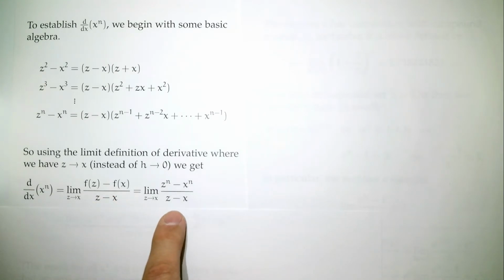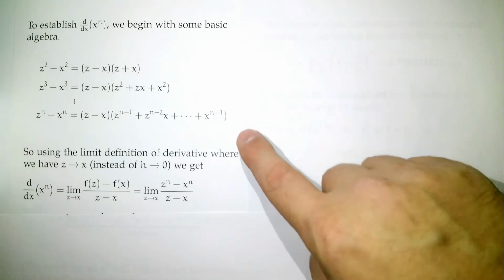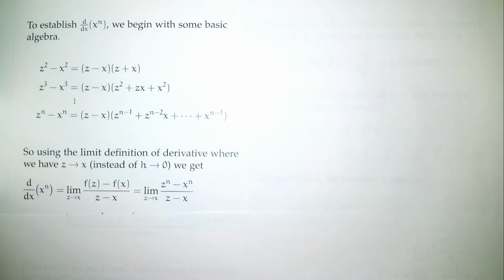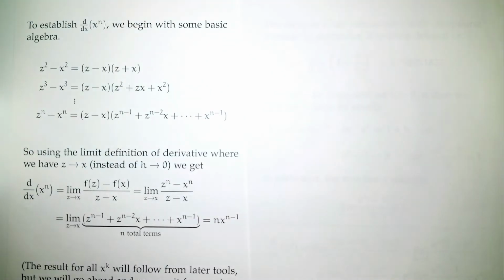Okay, that's our limit as z goes to x of z to the n minus x to the n over z minus x. And you can see what's going to happen. We know how to rewrite this expression, z to the n minus x to the n. So we replace it, and we get to cancel off the z minus x. So the z minus x's cancel. What you're left with is this long expression. And there's a lot of terms. There's a total of n terms here.